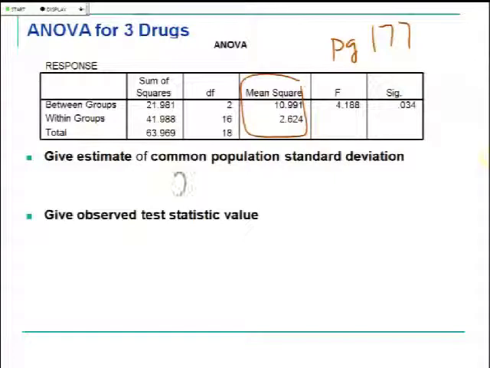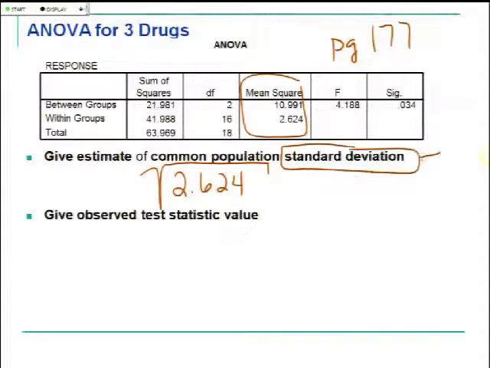So would I use then 2.624 here as my estimate of the common population standard deviation? What do I need to do yet? One more step. I want an estimate of the standard deviation, not the variance. We did all this work to get 2 estimates of the variance, these mean squares, and therefore I need the square root. Square root of 2.6 is about 1.62.